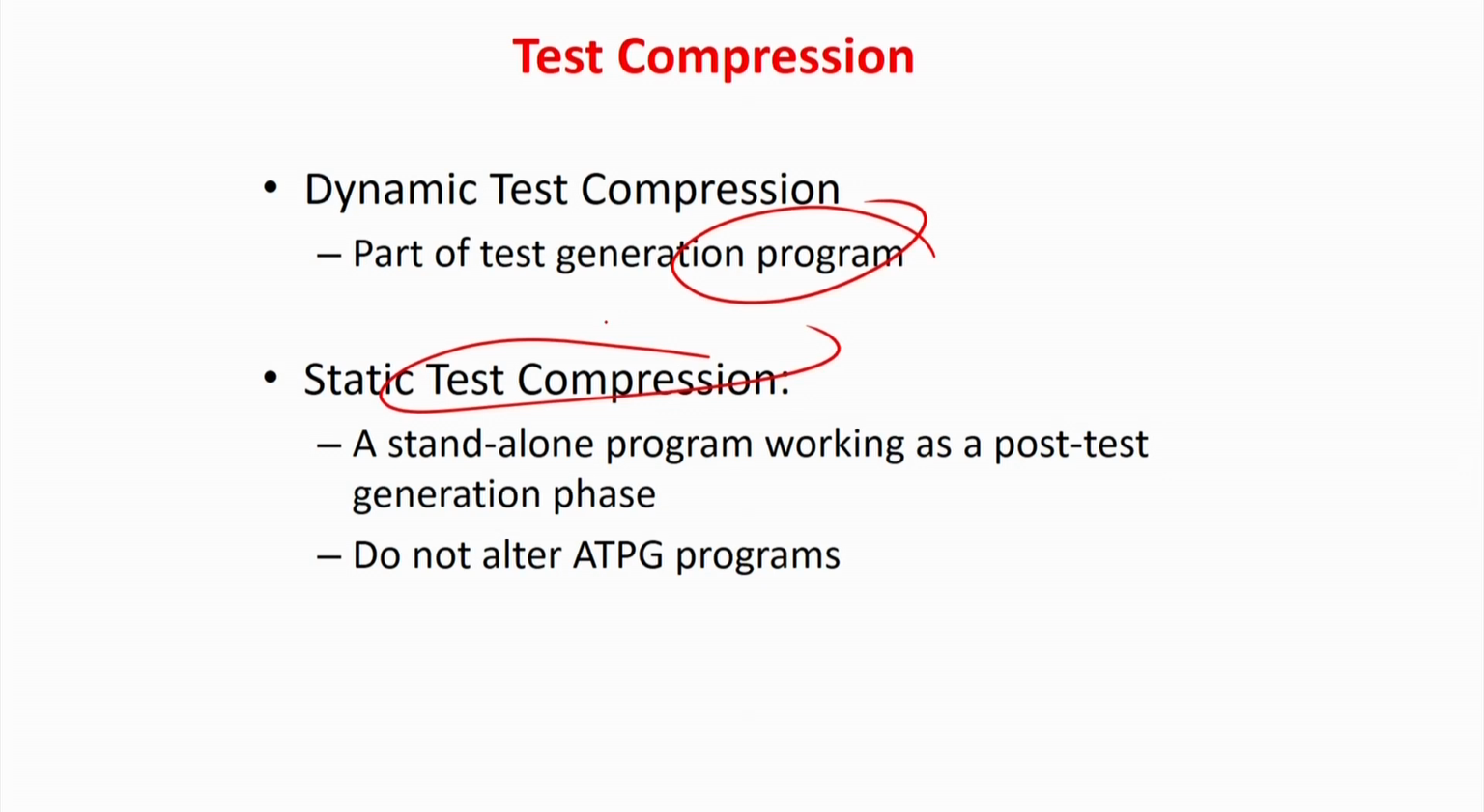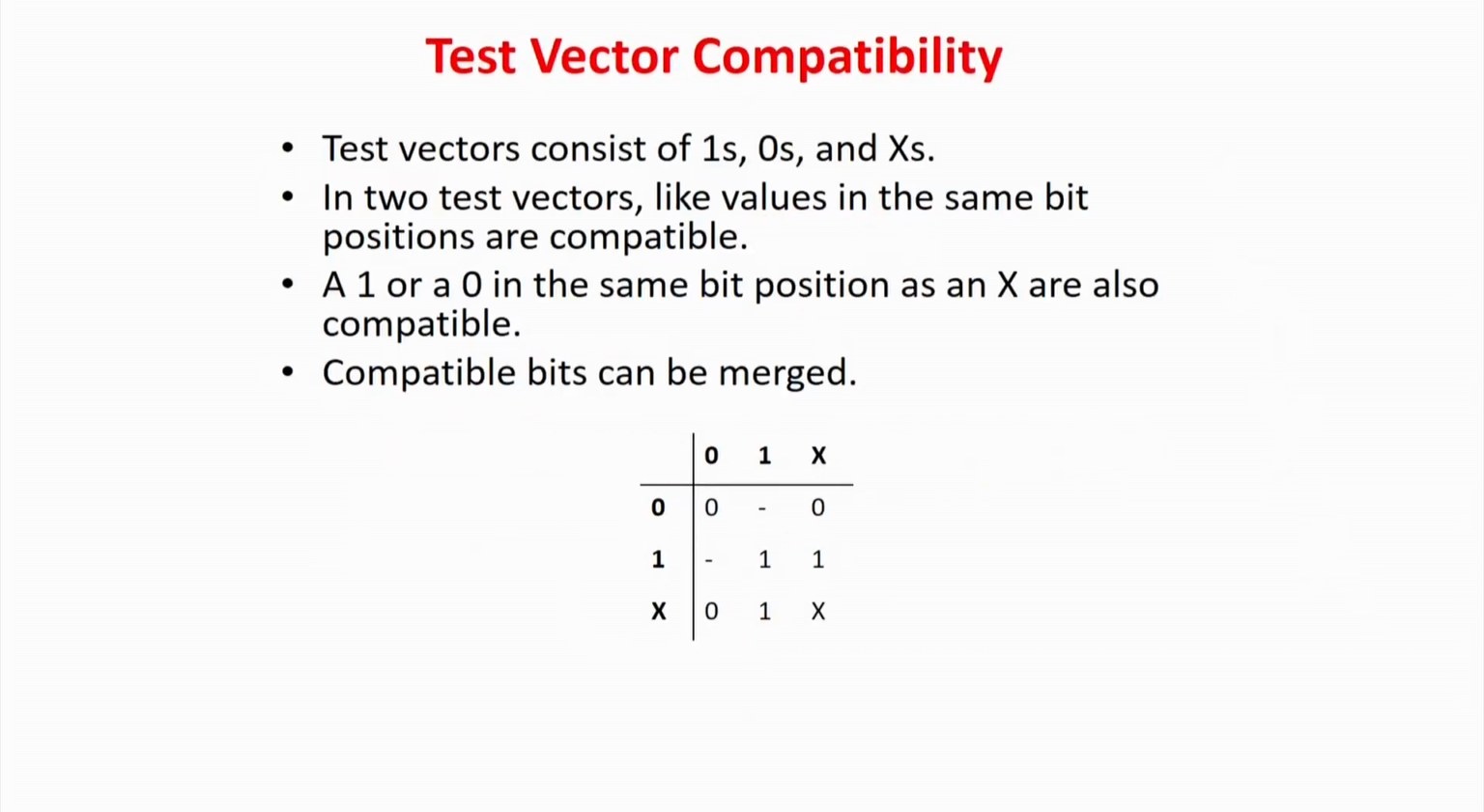Static compression means you use a normal ATPG algorithm and do not alter it. Whatever you get, you will have a lot of excess in these vectors, and you use them to compress. That is called the post-generation phase, and we generally go by that.